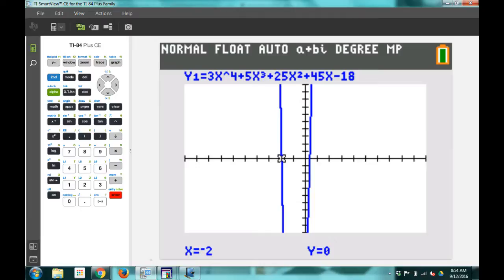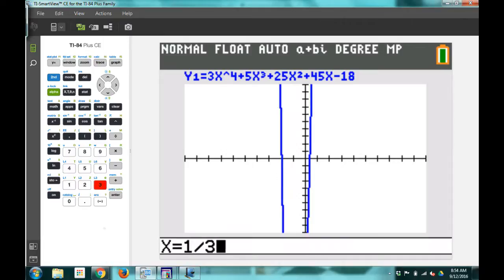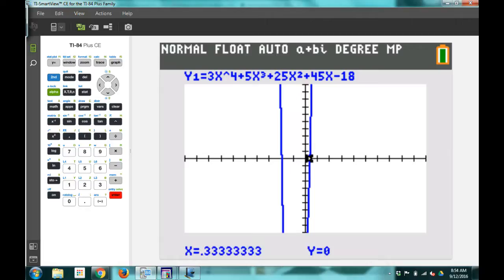So I'm pretty sure that's what that is. I'm going to check it with my calculator. I'm going to hit trace, and I'm going to type in 1 over 3 for the 1/3. And what do you know? I get a 0 for y.